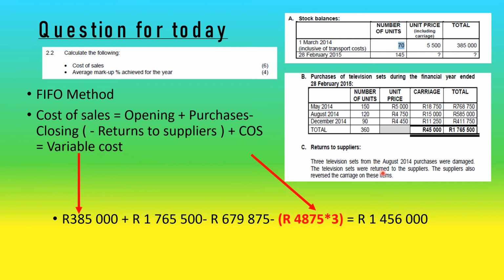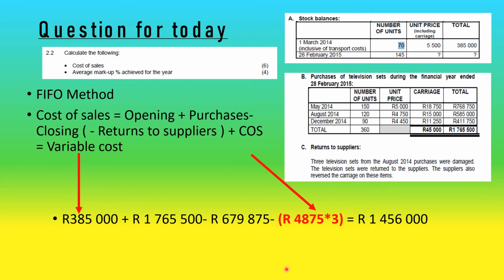Now to calculate that, it would be more difficult if you want to calculate the value of your 357. So what you do is you take your 360 units purchased minus your 3 units that you returned. So here you've got your opening, which was your 385, plus your purchases of 1.7 million, you can see here, minus your closing balance of 679,000. So this is the value we calculated in our previous question.